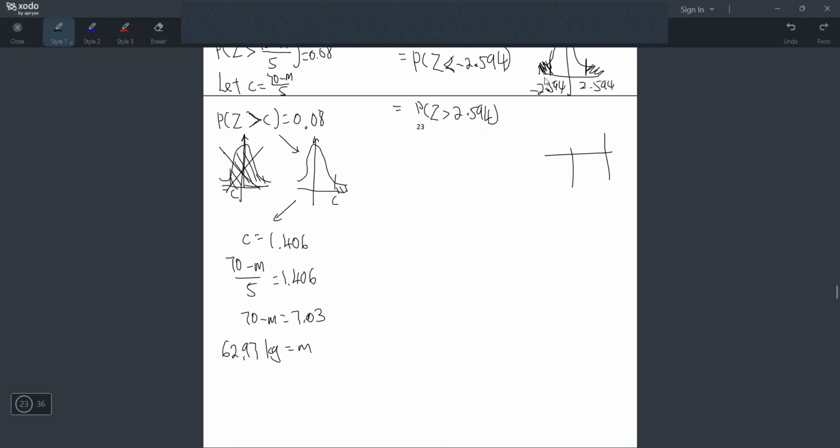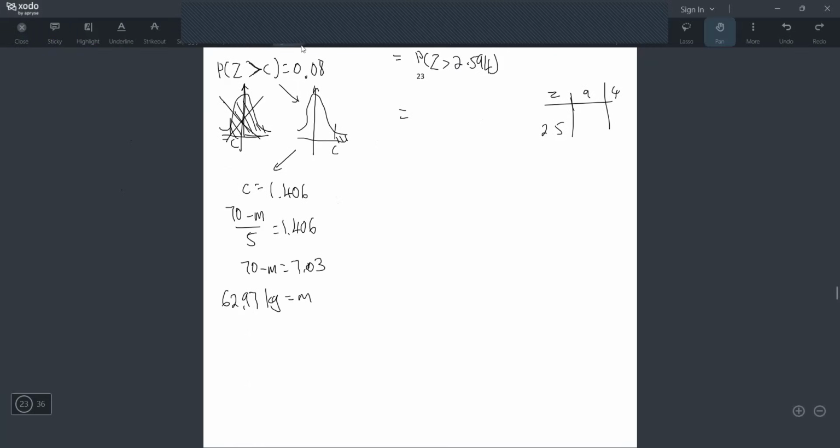Let me explain one more time. The area to the left of negative 2.594 is the same as the area to the right of positive 2.594, because they are symmetrical. That is why whenever you see smaller negative, don't even think about it, just change to bigger positive. Now it's bigger positive, now I can read the table. But when I read the table, I have to read the outside, because you already have the Z value, and the outside is for the Z value. So we will look for 2.5, then 9, then 4 here.